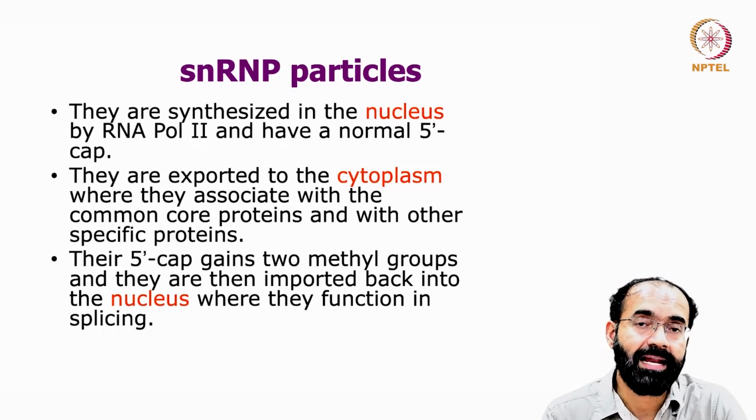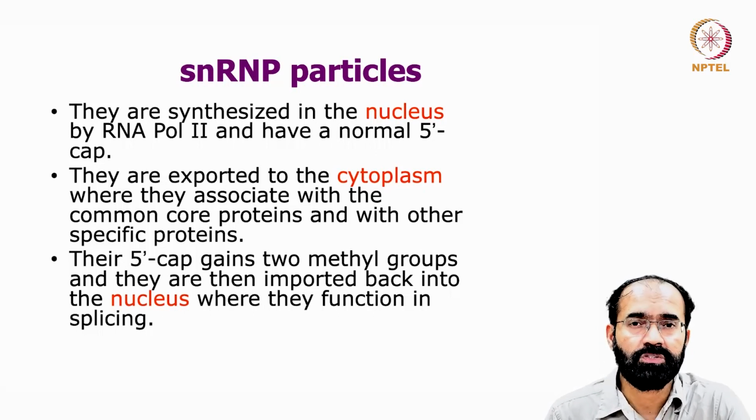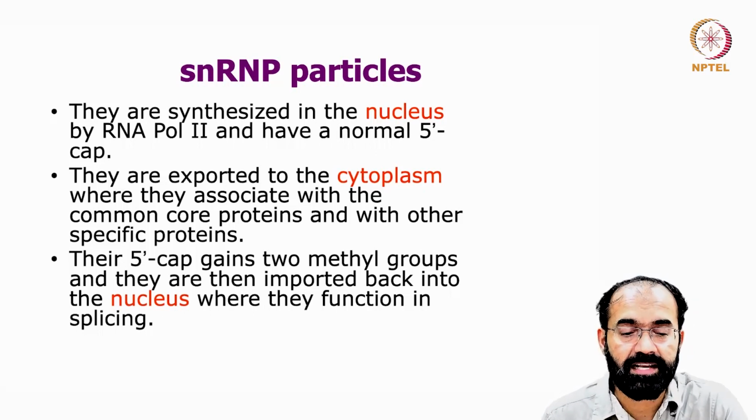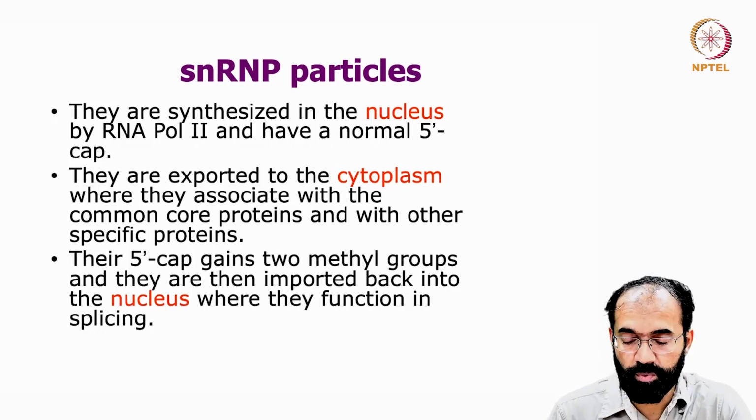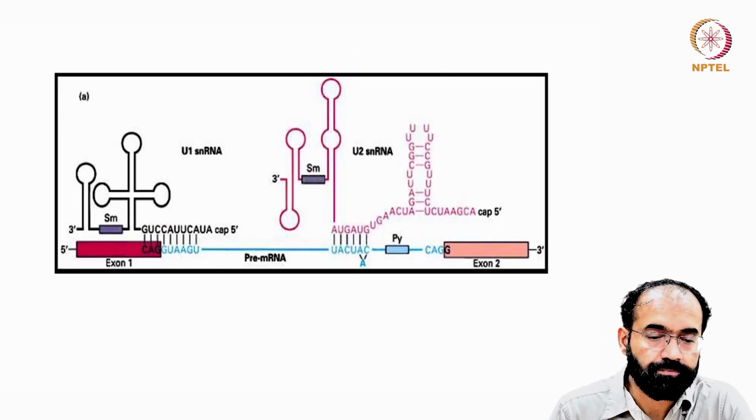It will interact and then go back, and at the time of going back, instead of 1 methyl group, it will have 2 methyl groups. So these are some of the changes that take place during the maturation process of snRNP. So you can see here how snRNAs function.